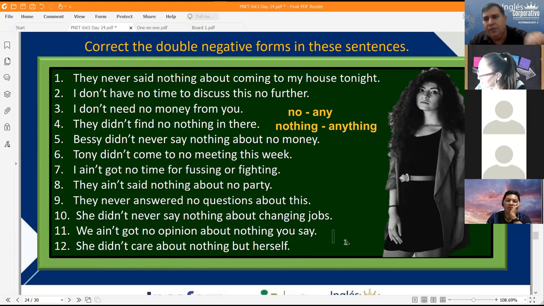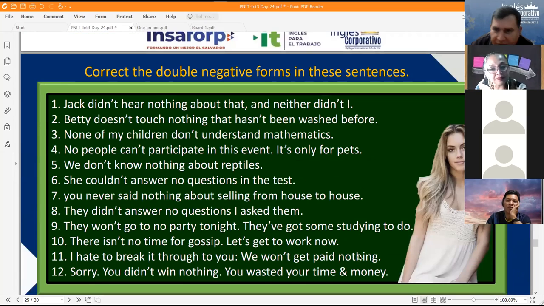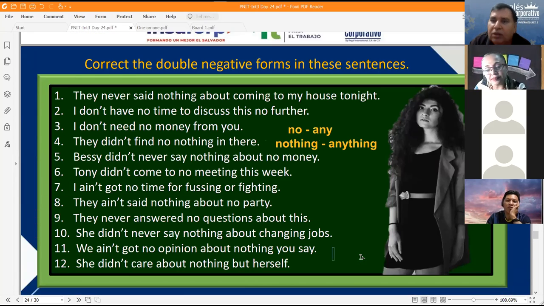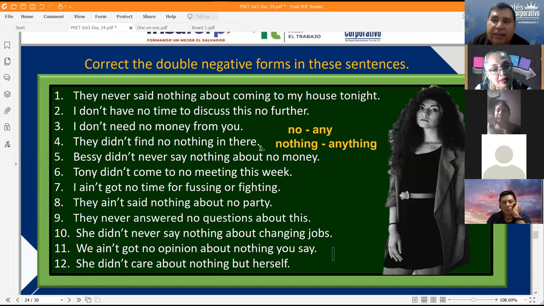All right, my friends. Maybe you can practice this in your house, writing them and putting them in the correct options, okay? So that they didn't have any. Over here, we have no and nothing. Eliminate no and transform nothing to anything. They didn't find anything in there. Okay.